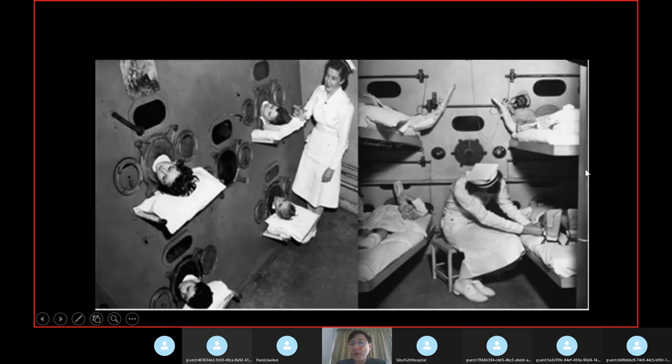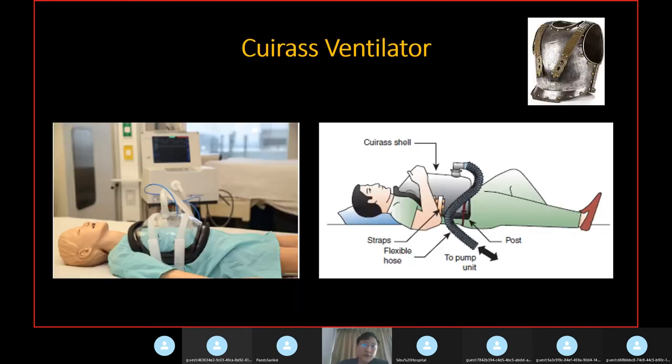You can see that these are all polio patients. They need splints for the lower limb to prevent contracture. Other than that, creativity comes in, as it is quite difficult to nurse a patient in the iron lung. This is another important ventilator, all right? We call it the cuirass.